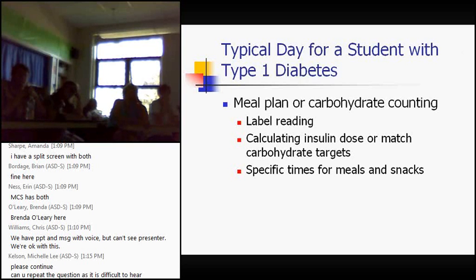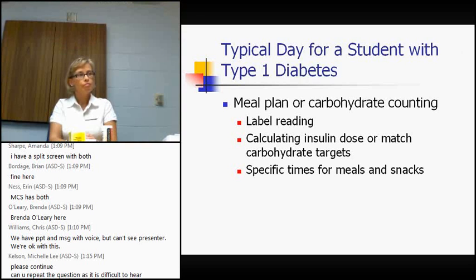Okay, yeah, I'll repeat the question for you. If I understand it, what you're asking is if there are any cautions or dangers or safety risks associated with wearing an insulin pump during physical activities and things like that?